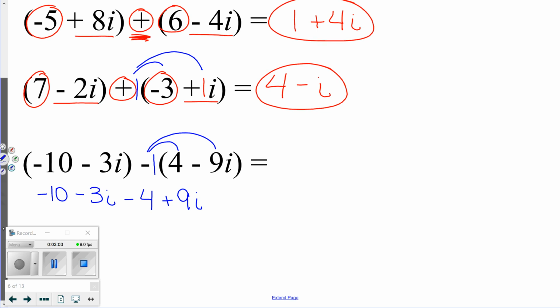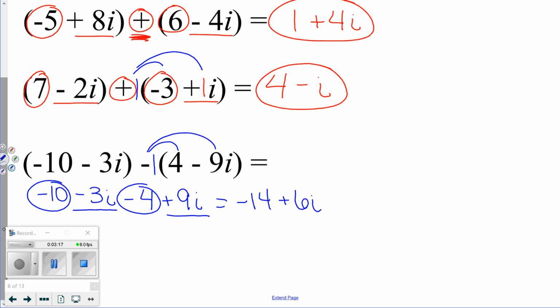Now we can go ahead and we're just putting like terms together. So I have a -10 minus 4, which is -14. And then -3i plus 9i is a +6i. And we're done.